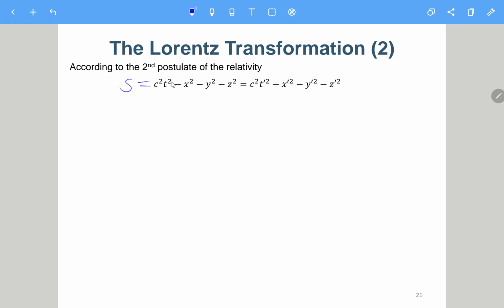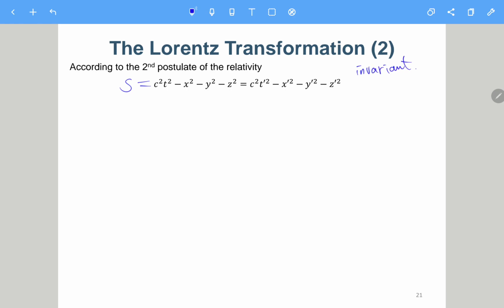Then we just substitute the time and the space coordinates here. Actually, this is a 4-vector of space-time rather than just these 3 space coordinates. This is time. This is a 4-vector for the space-time coordinate. Then we substitute t and x, y, z into here, and we also substitute t prime, x prime, y prime, z prime here for the S prime coordinate. Then they must be the same. In theory, we call it invariant.